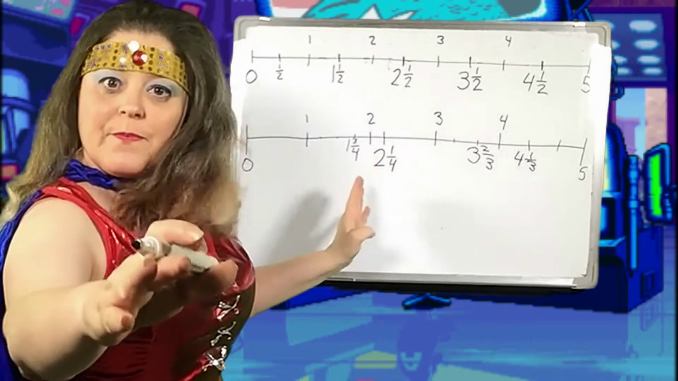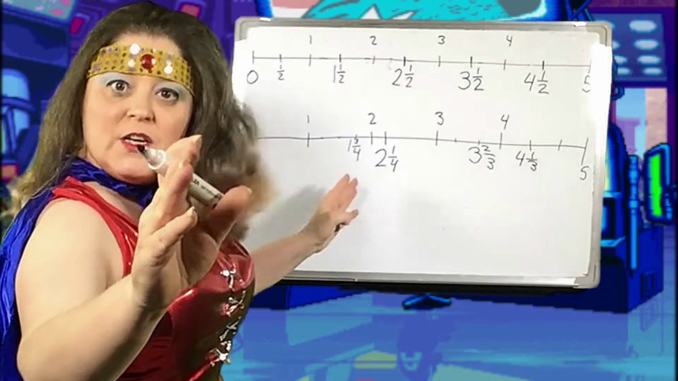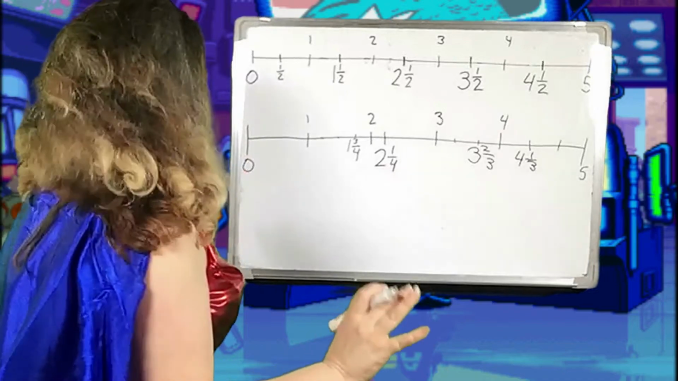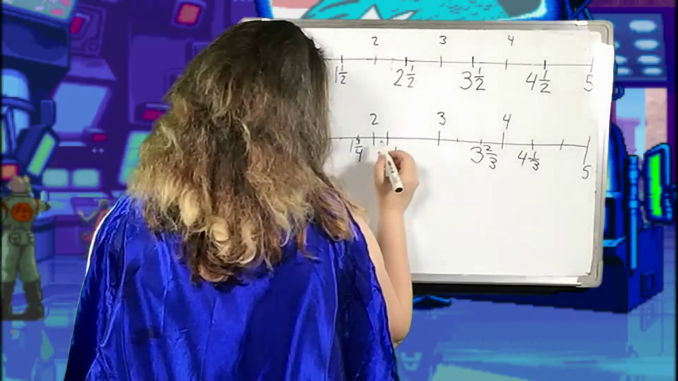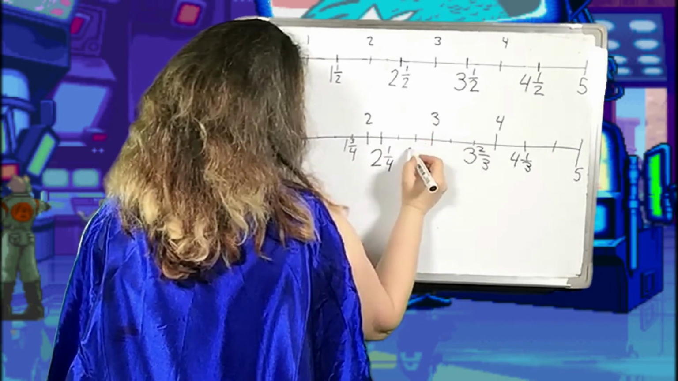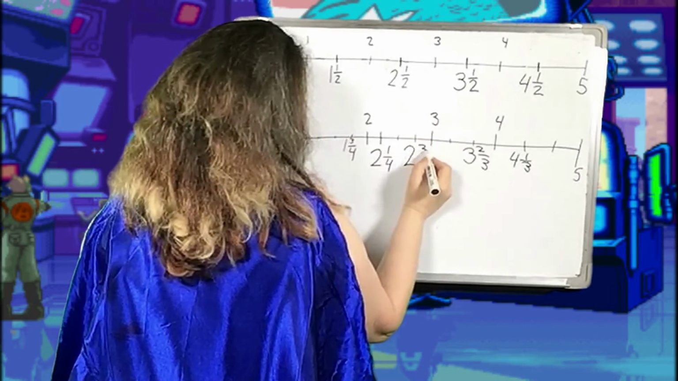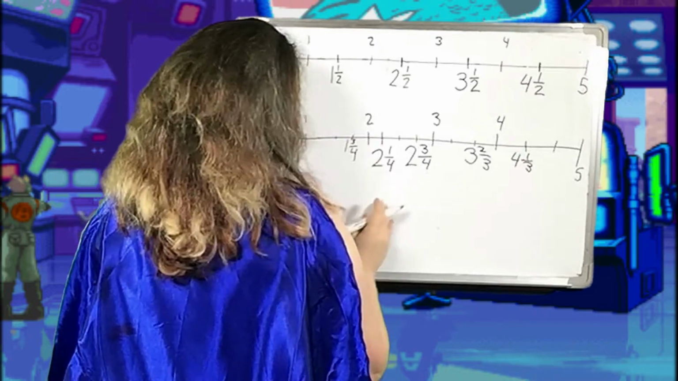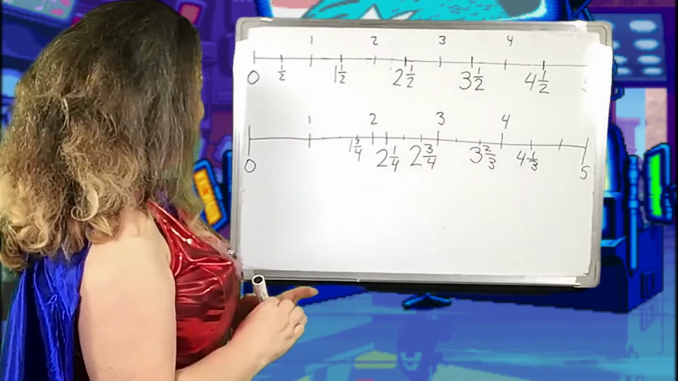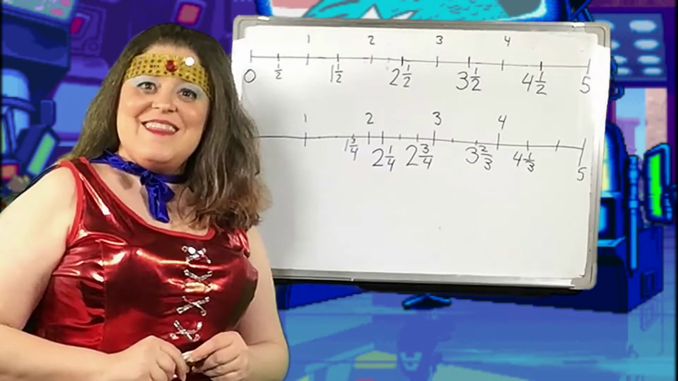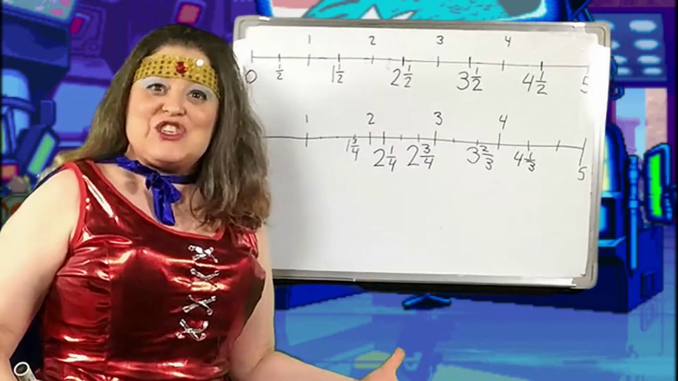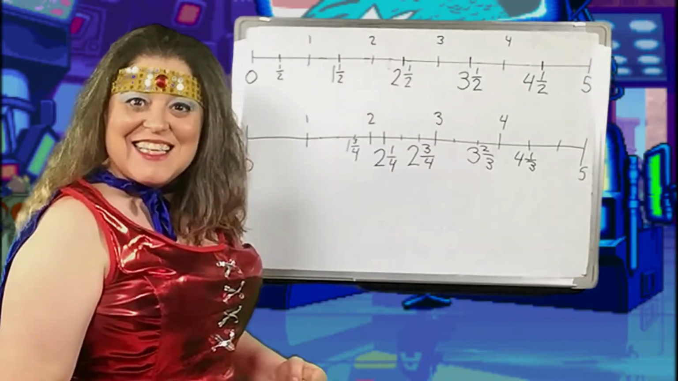Okay? What? Too many at once. All right. 2 3/4. Okay, 2 3/4. 2 1/4. 2 quarters. 2 3/4 would go there. That was absolutely fantastic. You guys had such great ideas. Well done.